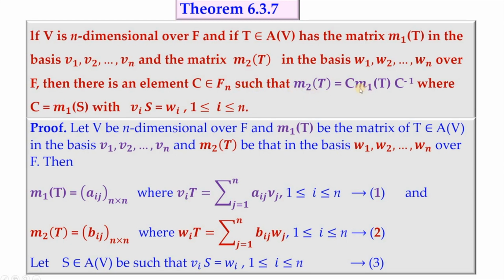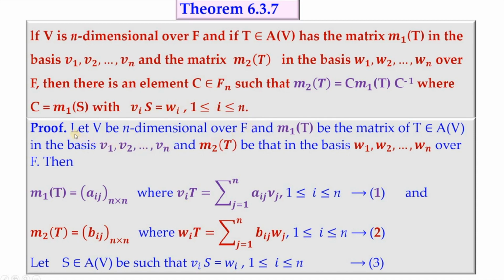M2(T) is C M1(T) C inverse, where C is the matrix of the transformation S which takes the basis elements v1 etc. vn to w1 etc. wn. So that is simply given as the image of vi under S is wi, i ranging from 1 to n.